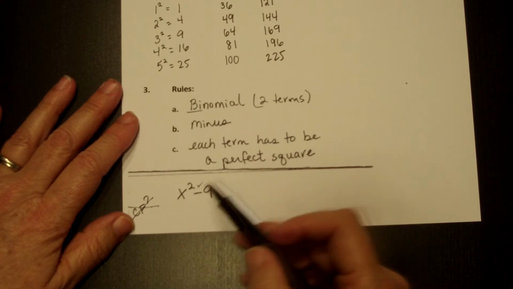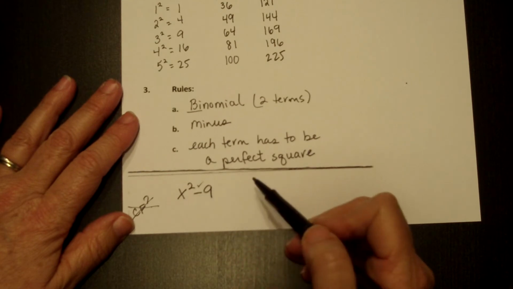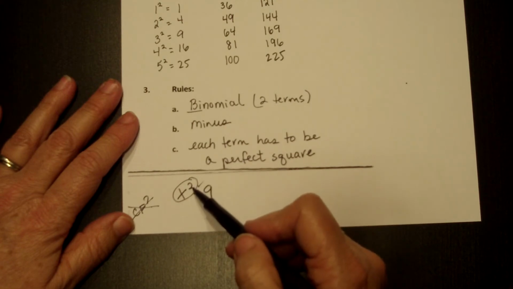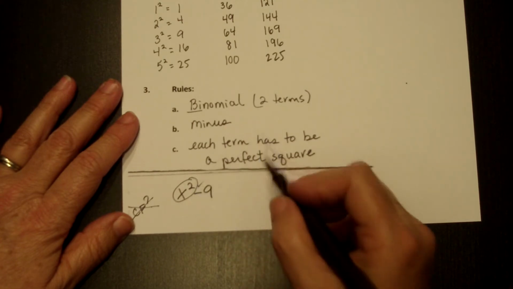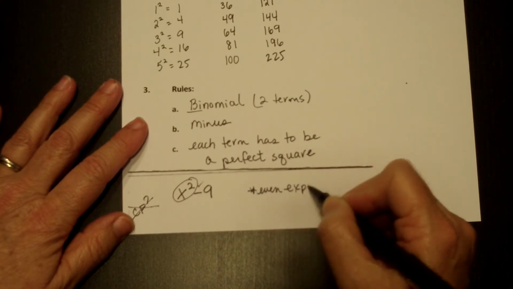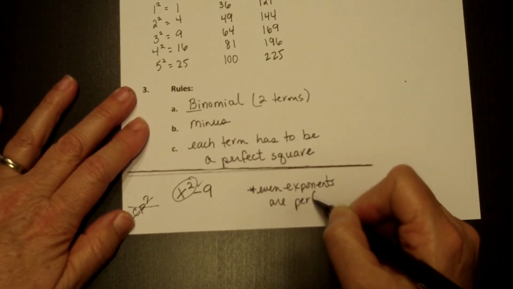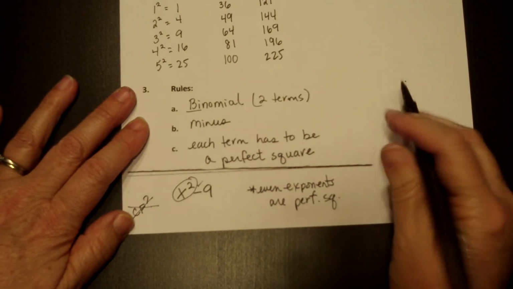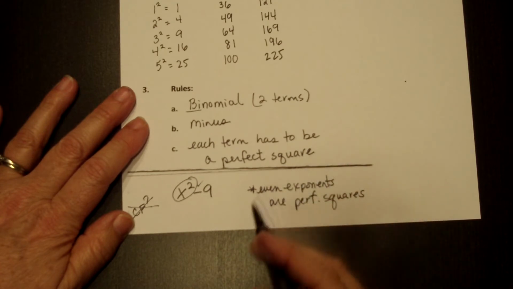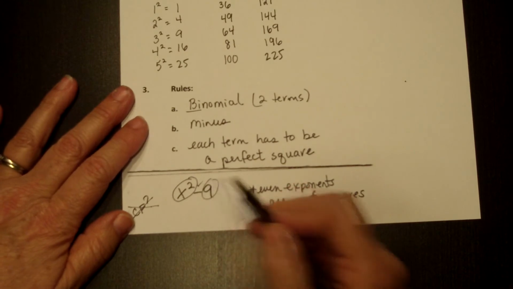All right, the third thing that we would need to know is, would each term be a perfect square? Okay, so we have x squared, and anytime you have an even exponent, you know that it's a perfect square. So let's write that. Even exponents are perfect squares. All right, so you probably want to write that on your paper somewhere. Okay, and 9 is a perfect square because 3 times 3 is 9. So that's a perfect square.